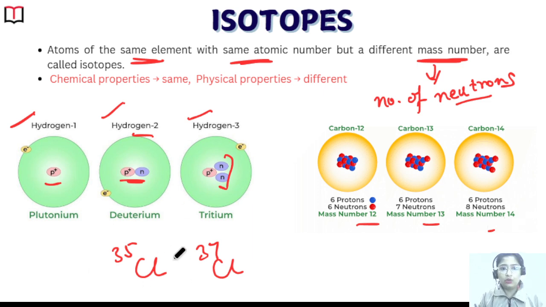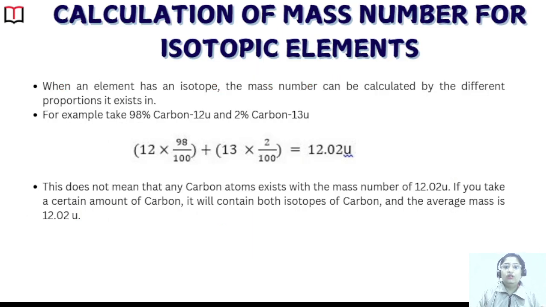You know, like chlorine 35, chlorine 37, both are present on Earth. So while doing the calculation, what are you supposed to use? You are supposed to use chlorine 35 or chlorine 37, and how do you know which chlorine you are using? Basically, we have a formula to calculate the mass number for the isotopic elements. So we take an average. Okay, we calculate an average mass number. And how do we calculate that?